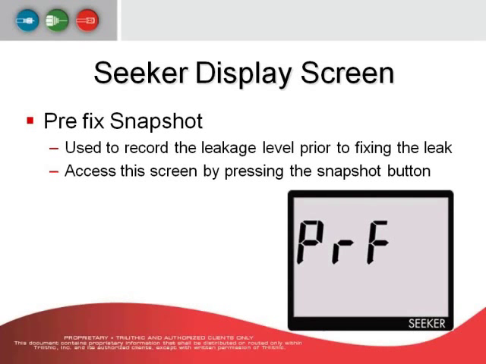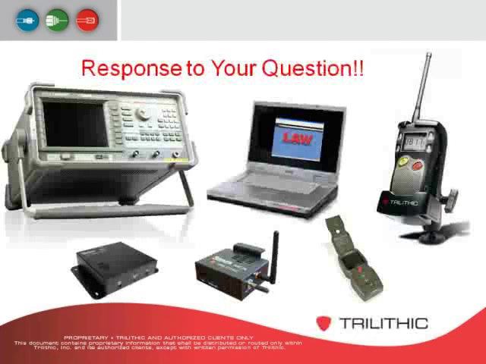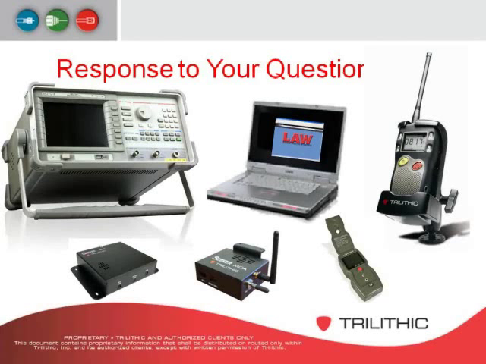So this is what it looks like. If it's a prefix, it's going to say PRF, which is for the prefix. That's what you're going to take before you actually make the repair. Do a prefix snapshot. After the repair, after you've verified that everything is nice and good, now you need to document that the leak is taken care of. You want to do a post fix, and it's going to come up with a POF.